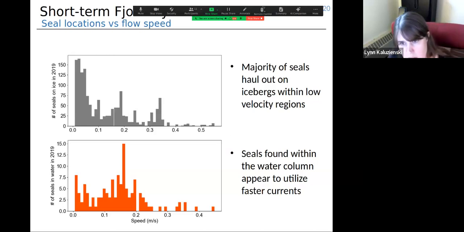One issue that I'm running into, though, is: are we seeing more seals on slow-moving icebergs because the seals actually prefer slow-moving icebergs, or are there just more icebergs in low-flowing, low-velocity regions? That's something I'm struggling with, how to actually piece that out with the data.